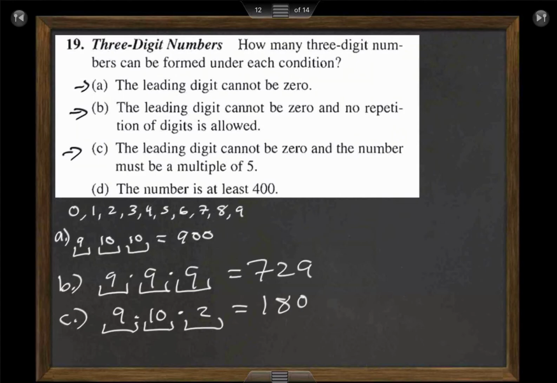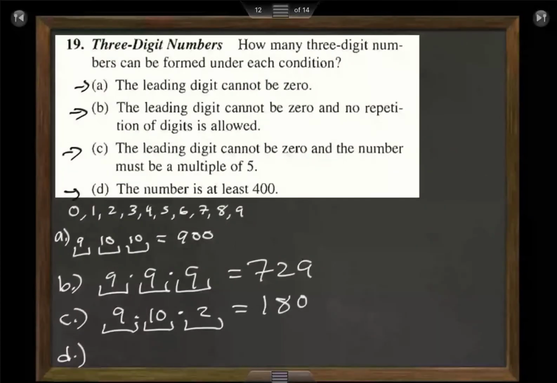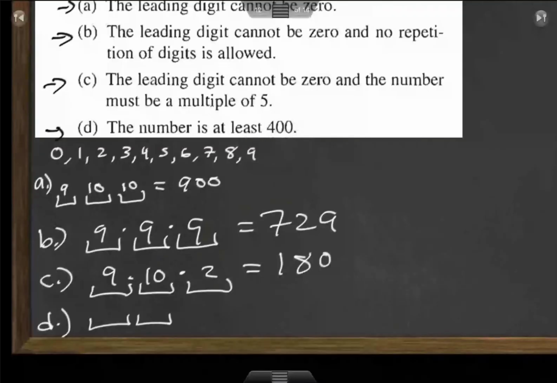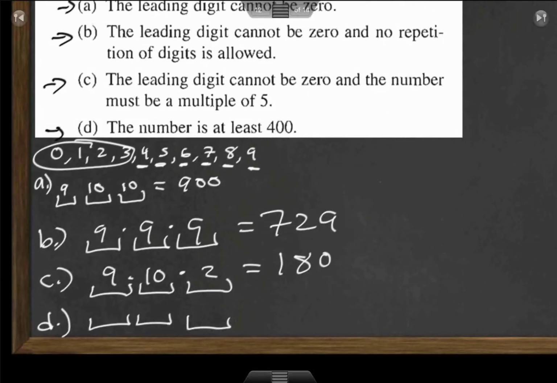All right, last one. Let's do D. The number is at least 400. So if you want a number to be at least 400, that means the first digit has to be... no, actually, this first digit can be 4. Okay, let's think slowly. It has to be at least 400, which means it's allowed to be 400. So the first digit could be a 4, a 5, a 6, a 7, an 8, or a 9. If it's any digit lower than these, then the number is not going to be at least 400.